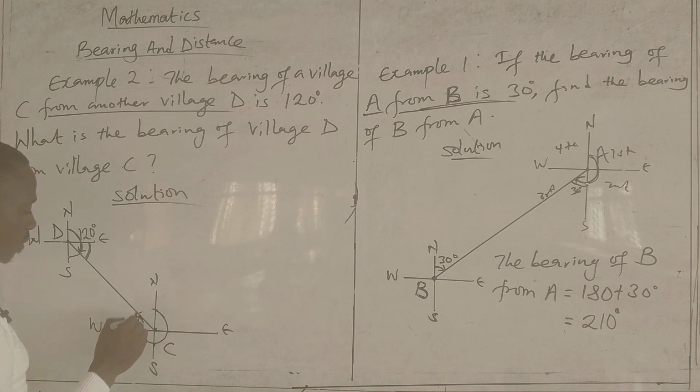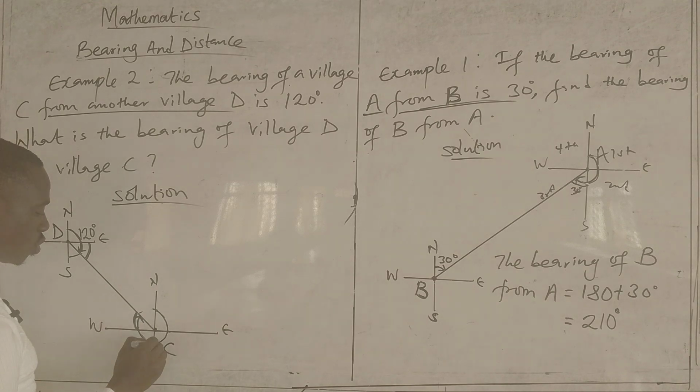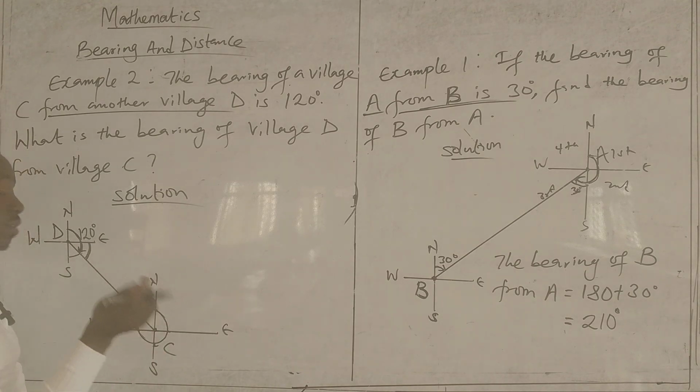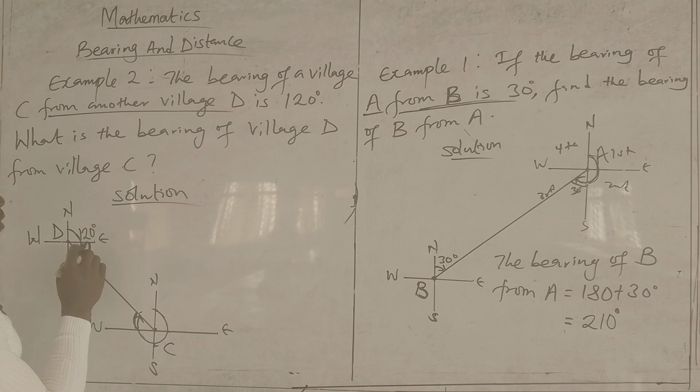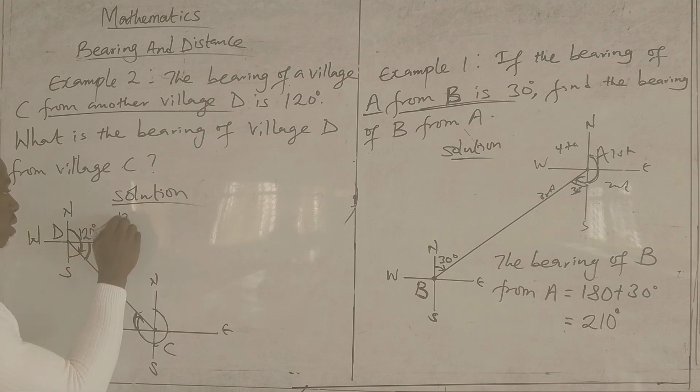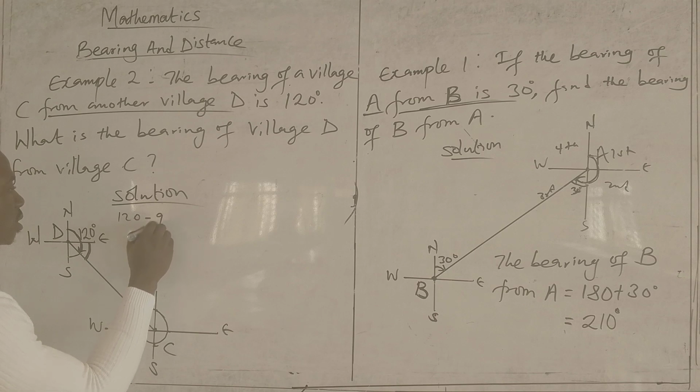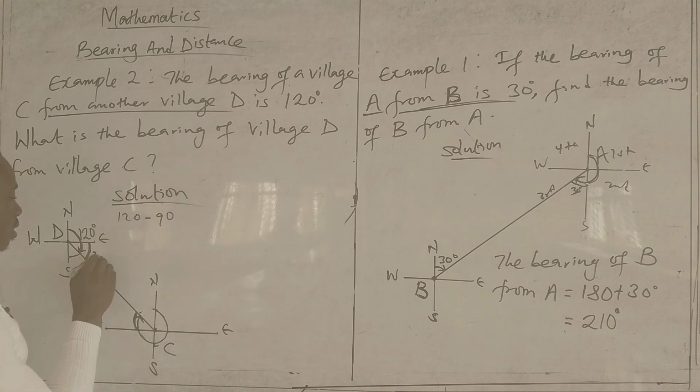You can see? So that our answer is going to be 180 plus 120. But let me make this simpler for you. What is the angle? Since from the north to this line is 120, and from the east to the line is what we are looking for, that's 120 minus 90. That's 30 degrees. So this angle here is 30 degrees.